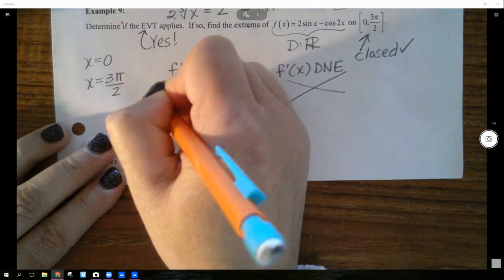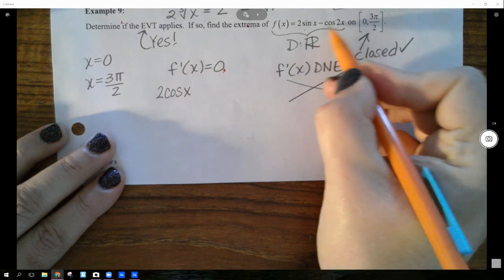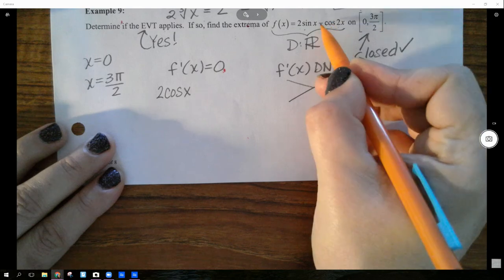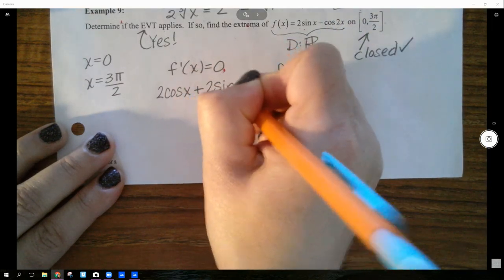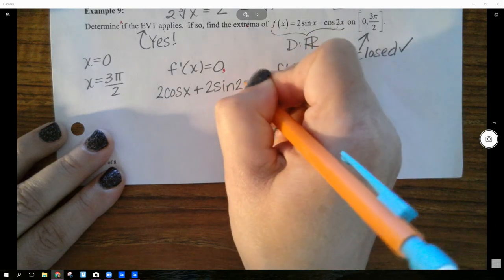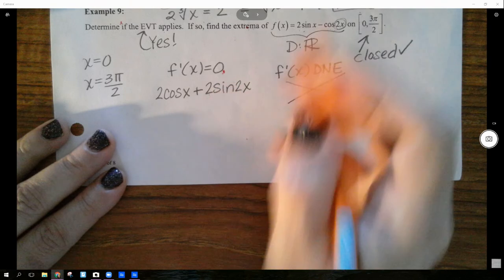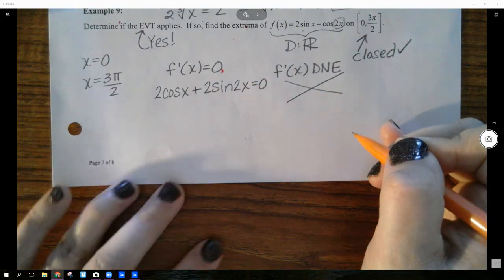So this is going to be 2 cosine x. And then, a little chain rule going on here. Derivative of cosine is negative sine. So this would be negative, negative, so plus 2 sine 2x. Don't forget we had to take the derivative of this. That's why there's a 2 in front of that. All right, now we are going to set that equal to 0.